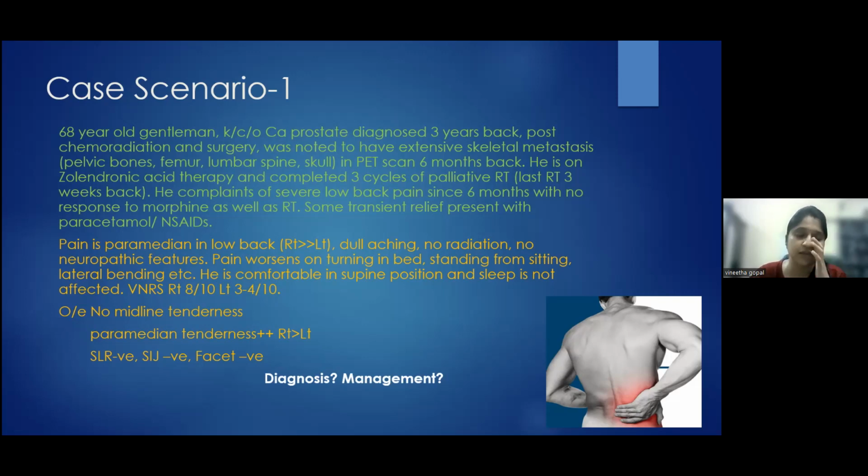The rest was managed by my palliative care physician. He had some other symptoms also, but anyway, this particular back pain of his, why did it not respond to morphine? Because it is muscles and bones, they will respond less to morphine.